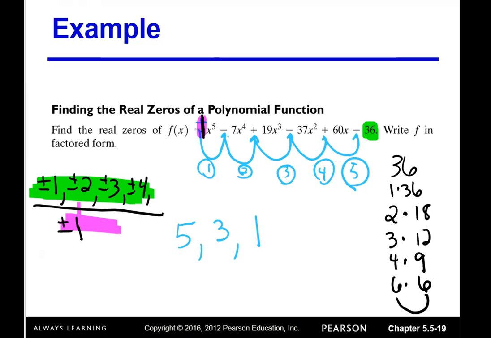Plus or minus 1, 2, 3, 4, 6, 9, 12, 18, and 36. Is that all of them? Yep. That's 9 of them over +1 or -1, so that's 18 possibles. And I'm at 5:15 and I'm not done with this yet.